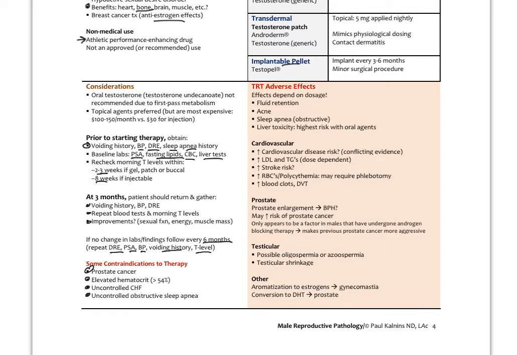Adverse effects really are going to depend on the dosage, but typically they would involve fluid retention, acne, sleep apnea again, and then potentially liver toxicity is, again, highest with the oral agents, but it's possible with other agents as well.